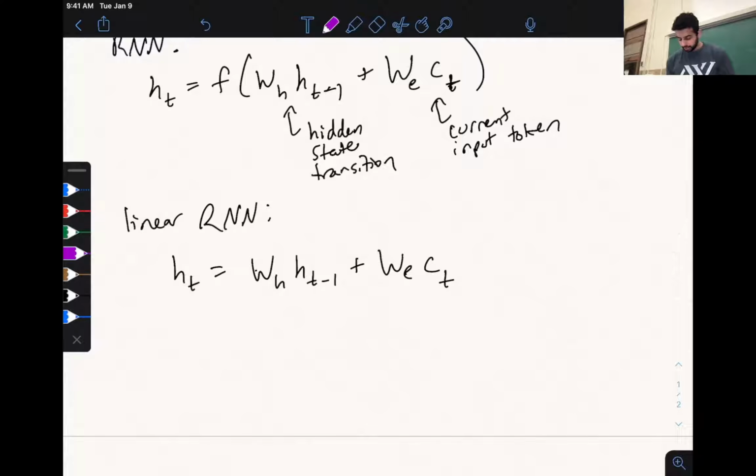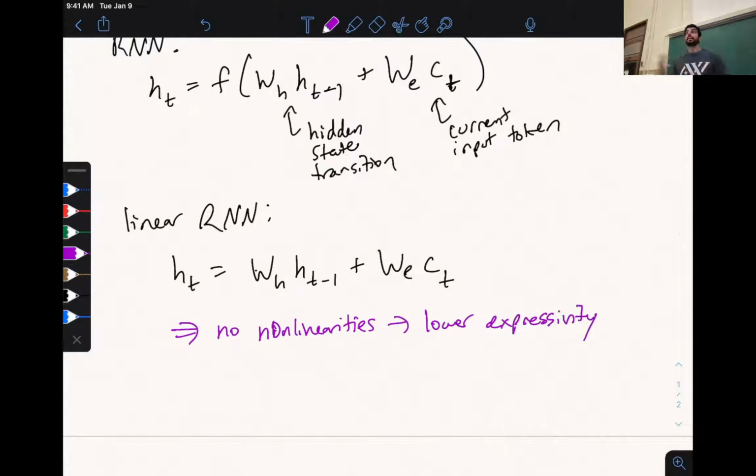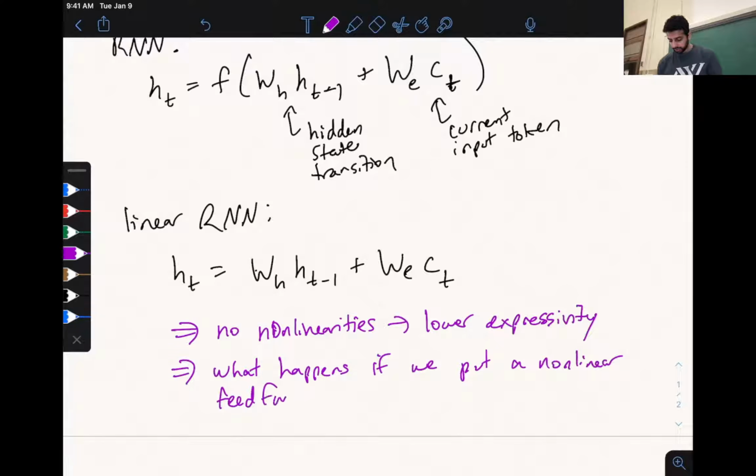And as I said before, no nonlinearities here means lower expressivity. So we might not be able to model complicated phenomena like negations with this kind of linear recurrent neural network. However, what happens if we put a nonlinear feed-forward layer on top? So this is the interesting question here.